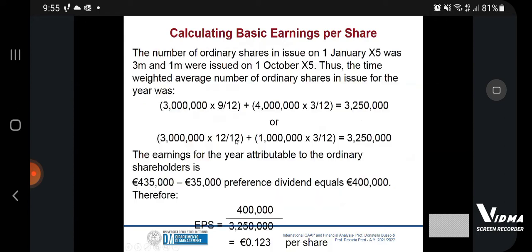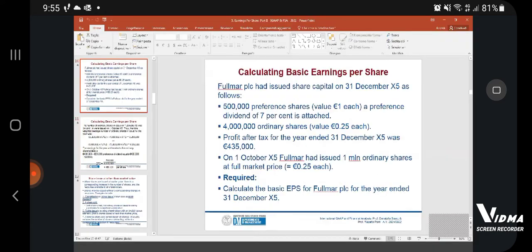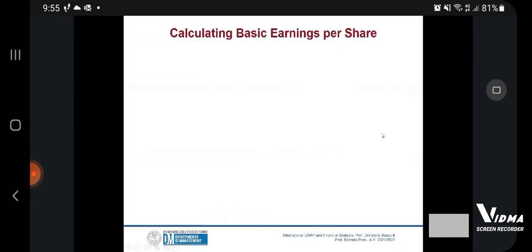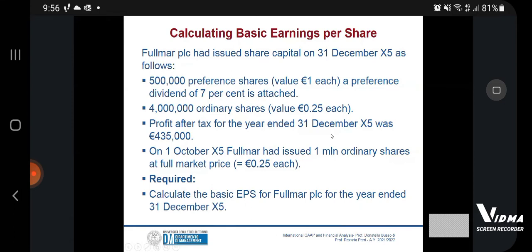Now, how do we calculate? I think there is a lapsus here, right? Yes. Sorry, just a moment. Okay, it's okay. I thought it was, I read it by mistake. I thought it was an error, but it's not.